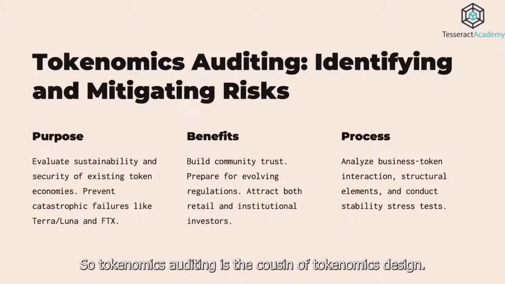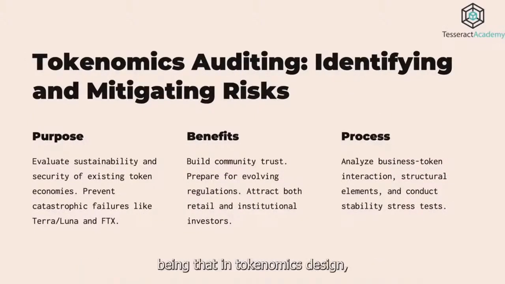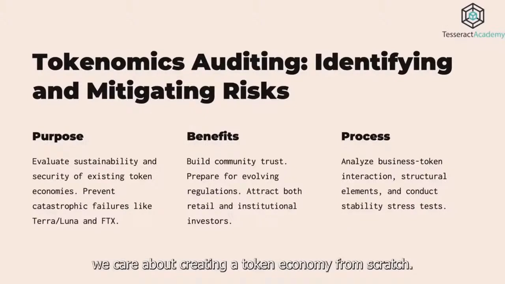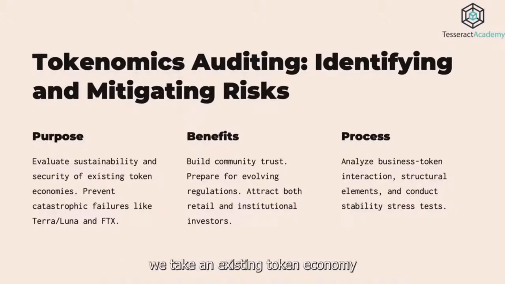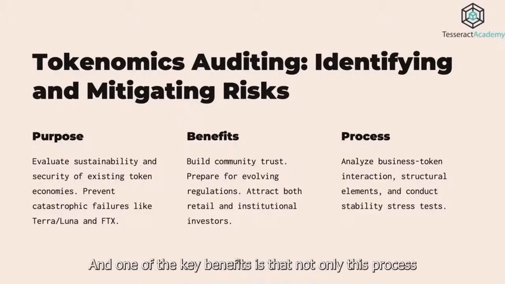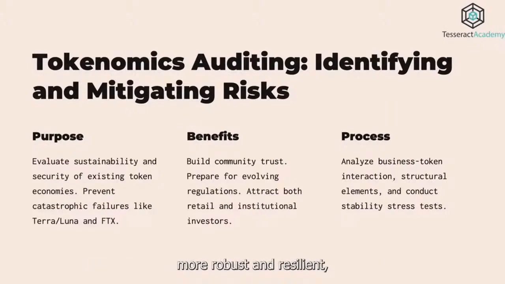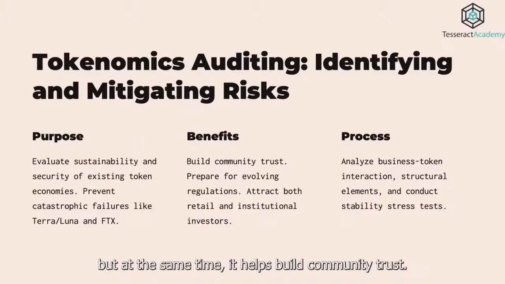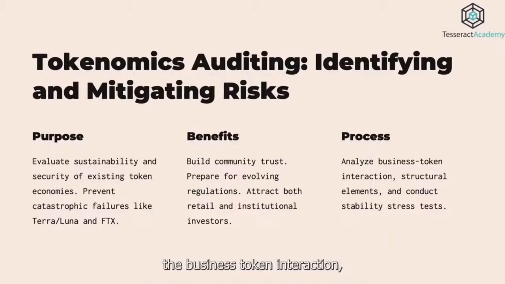So tokenomics auditing is the cousin of tokenomics design. The difference being that in tokenomics design, we care about creating a token economy from scratch, whereas in auditing, we take an existing token economy or a designed token economy, and then we stress test it. The objective of tokenomics auditing is to prevent catastrophic failures like Terra Luna and FTX. One of the key benefits is that not only does this process make tokenomics more robust and resilient, but at the same time, it helps build community trust. And there's a whole process around this. I'm going to elaborate on this in a second, but it comes down to analyzing the business token interaction, performing structural analysis, and conducting simulations as well as stress tests.